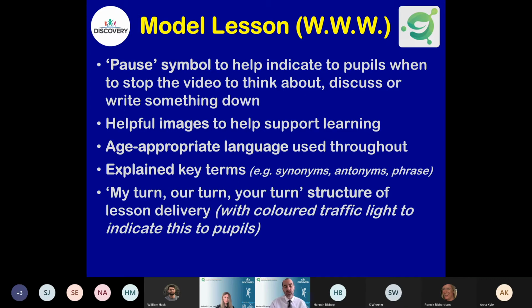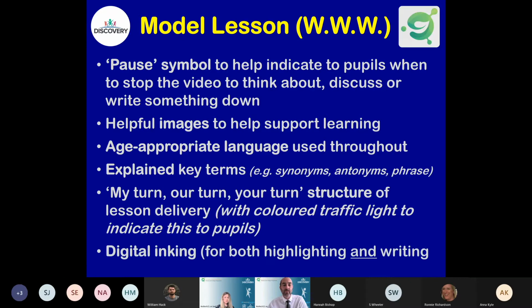As we said before, the I do, we do, you do structure was there. It was her turn, then it was our turn together, and then it was your turn. And again, you may or may not have noticed that Maddie also uses a traffic light system to indicate to the pupils, this bit is where I'm going to demonstrate it to you. This is the bit where I'd like you to think about how we would do that collaboratively. And this is the bit where you will do the questions independently. And again, she used some digital linking. She highlighted certain parts of the text, but also demonstrated where and how to write responses.